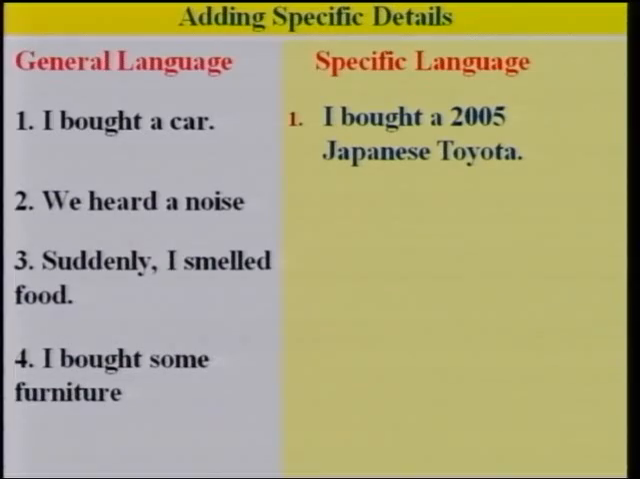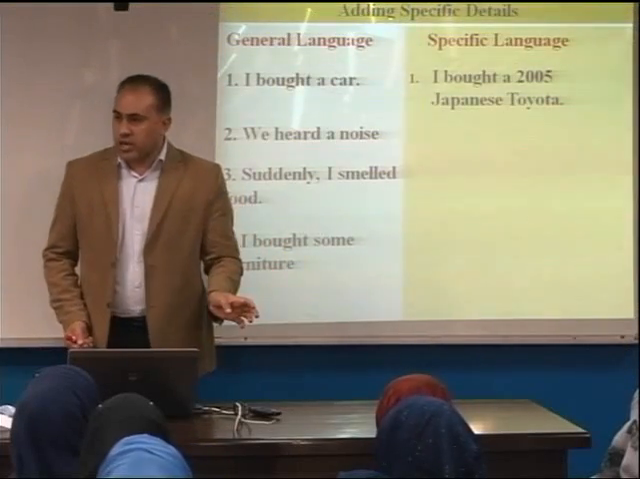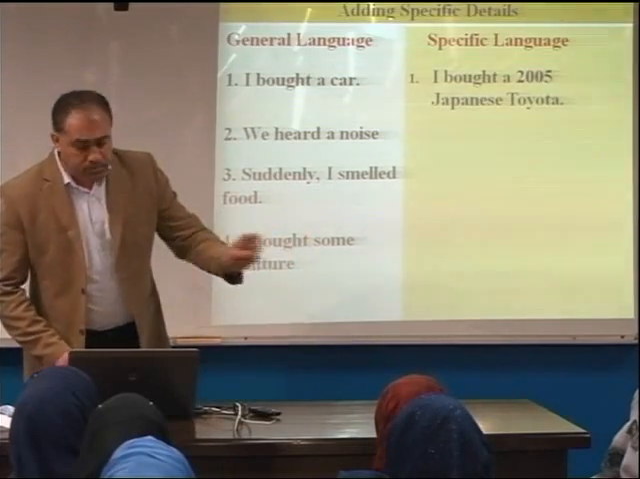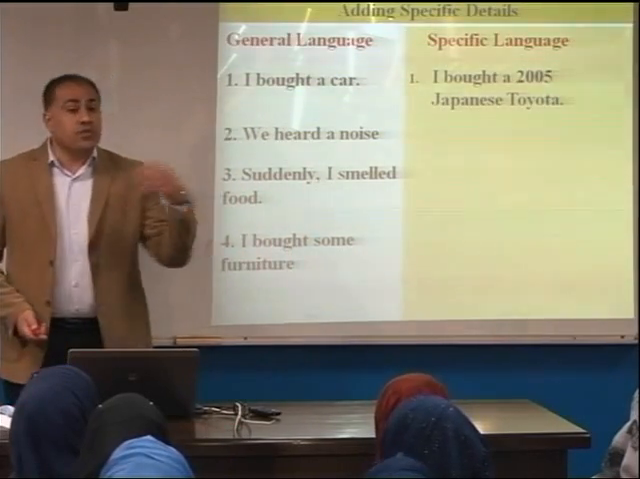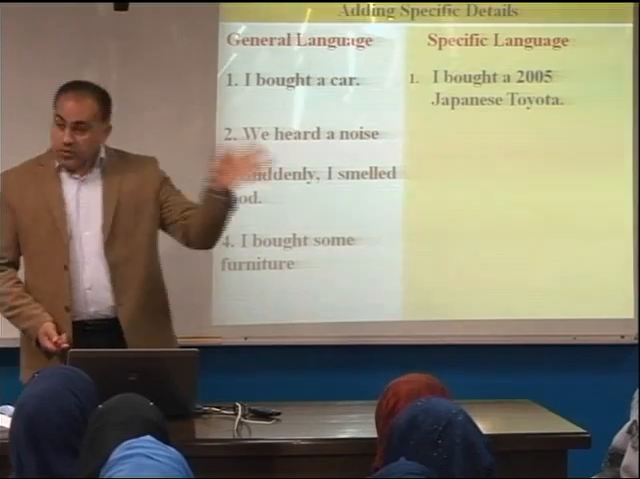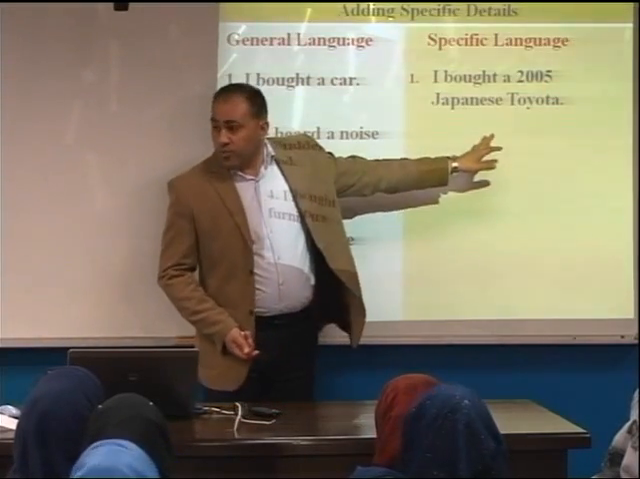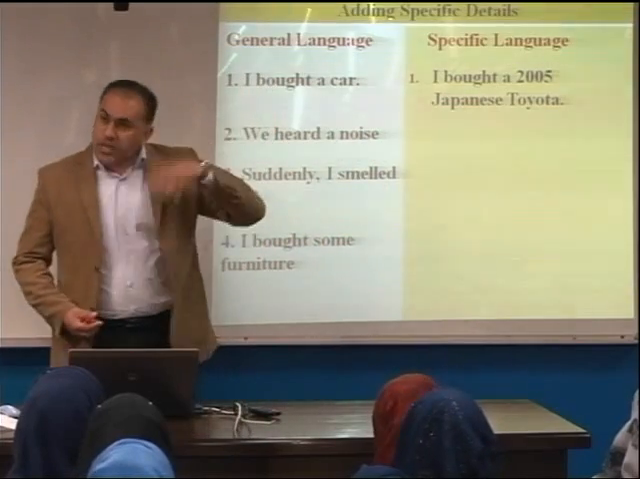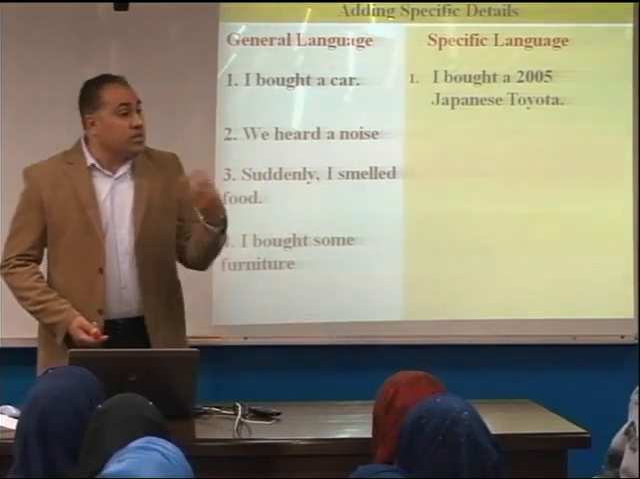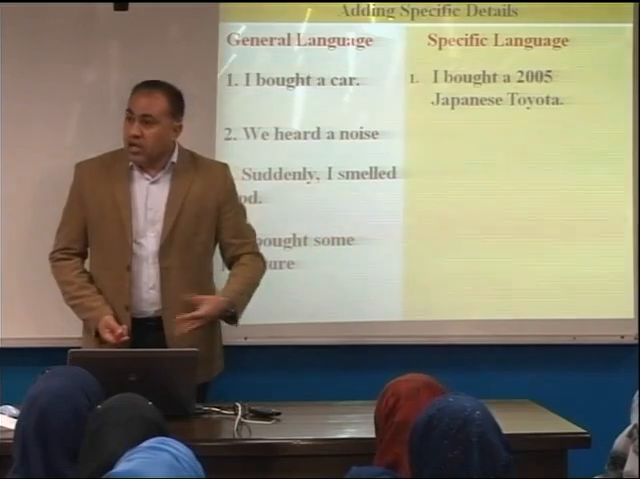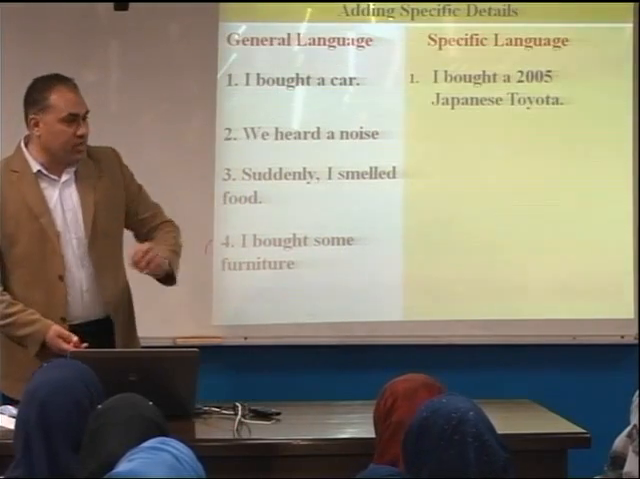On the other hand, if we compare the sentence "I bought a car" with "I bought a 2005 Japanese Toyota," is it clear now? Yes. Definitely. We know what the car is like. We know the age of the car, the make of the car, and so on. So it's kind of new. It's a Japanese car, not an American or European car, and it's a Toyota. So we can imagine what the car looks like. So this is a more specific detail.